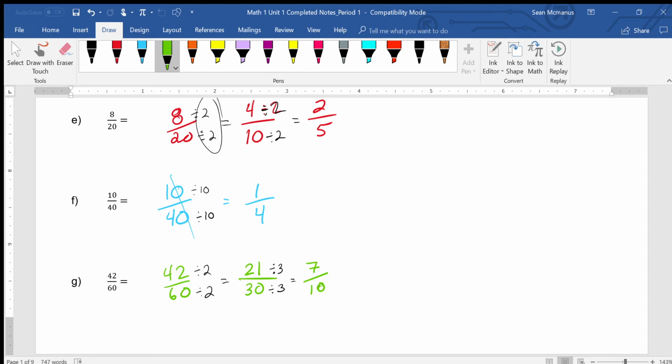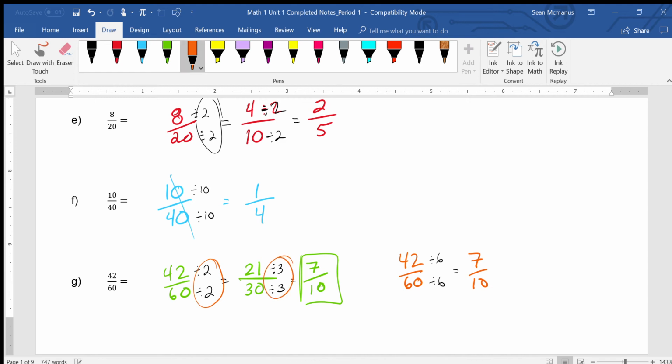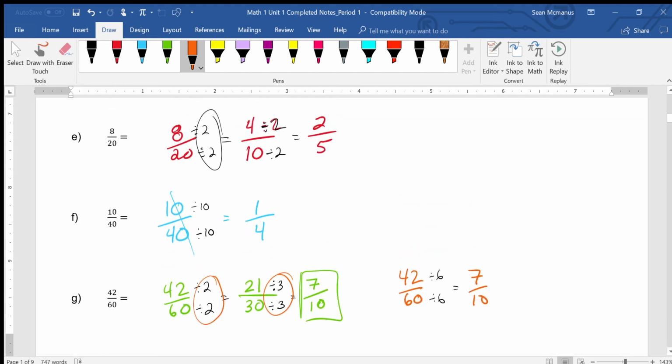7 and 10 do not have any common factors, so that's the most simplified version of the original fraction. Right? If I would have taken 42 over 60 at the very beginning and divided each of those by 6, 42 divided by 6 is 7, and 60 divided by 6 is 10. I would see the same answer, right? Divided by 2, divided by 3. If I do both of those things, that's the same as dividing by 6. So that's all we have for this section, I believe. Yes, that's all we have for this section.